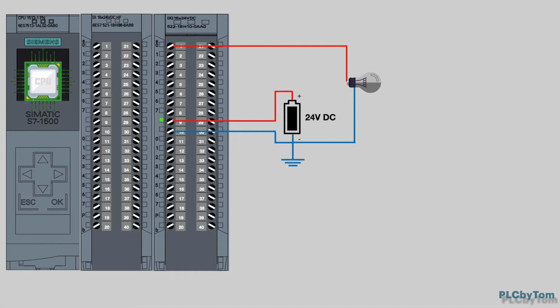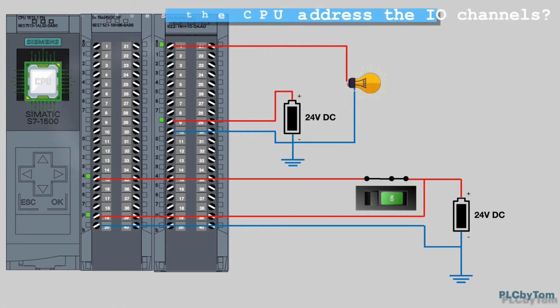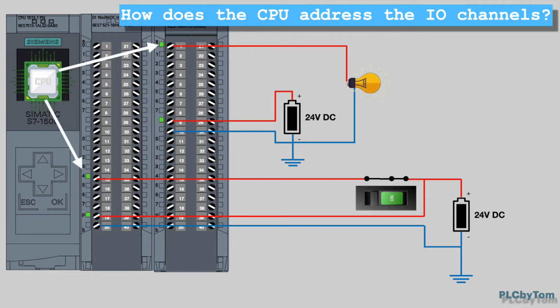Let's analyze one example. We have connected one indication lamp to the digital output module and one switch to digital input module. And in PLC program will execute simple PLC logic. Once switch is activated, the indication lamp shall light up. This example will help us to understand how the CPU addresses the I/O channels and how the user program is executing in CPU. How does the CPU address the I/O channels?